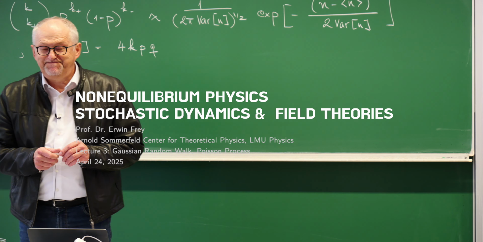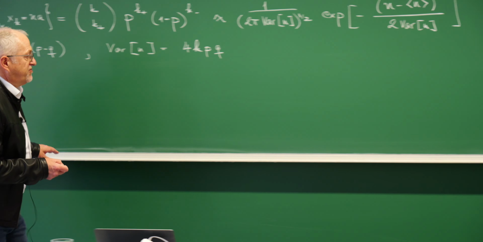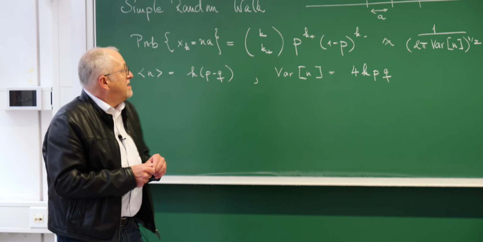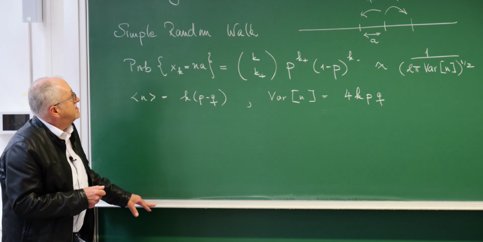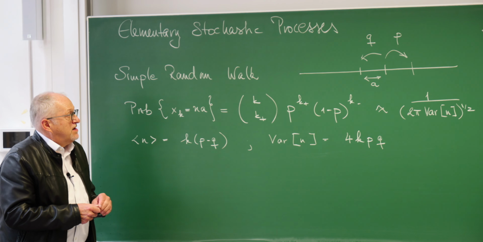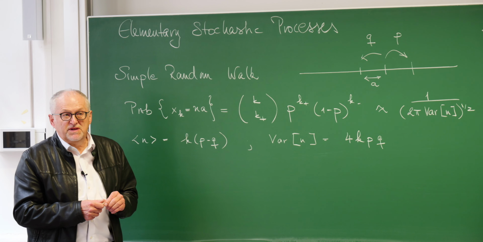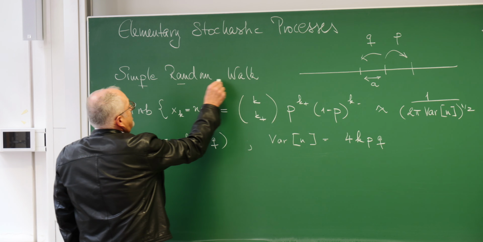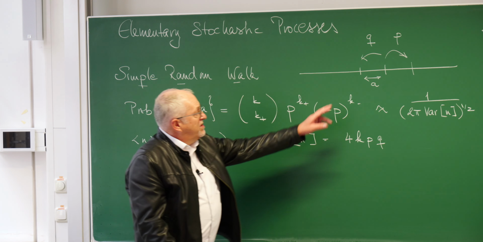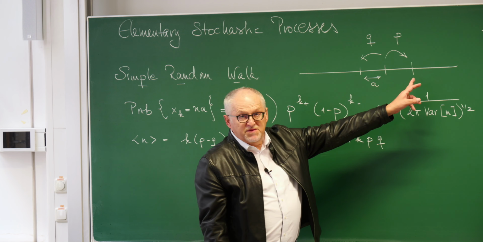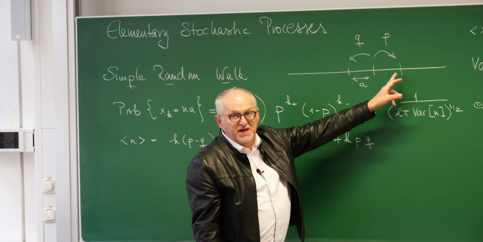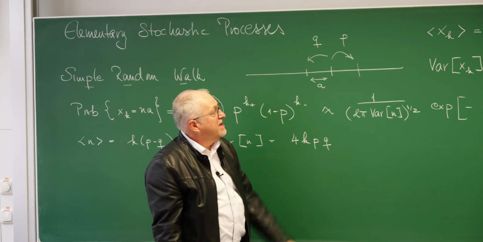Good morning, everyone. I would like to recap a bit what we did yesterday. We started out discussing rather elementary stochastic processes, and as the first example, I looked at the simple random walk, where you have a particle on a one-dimensional lattice, and this particle can hop forward with a rate p and backward with a rate q.